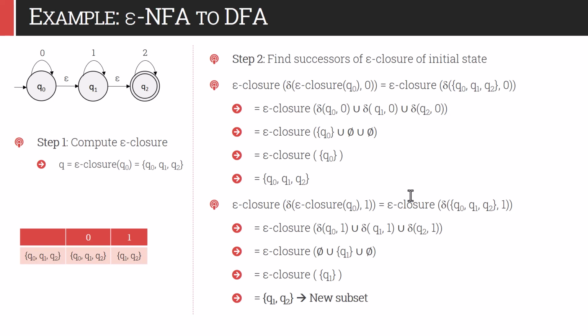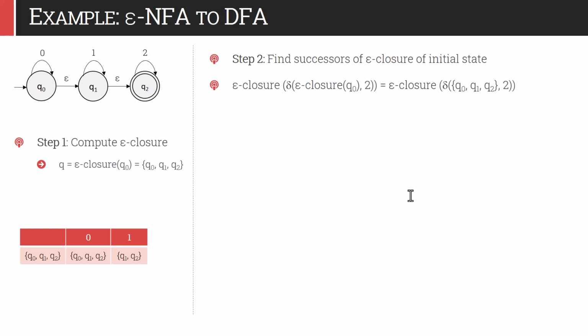So we have the transition diagram like this, and this is our Q. Q0, Q1, Q2 was initially added. Now Q1, Q2 is also added into this list. And now we'll compute the successors for input symbol 2. So that is epsilon closure of delta Q0, Q1, Q2, comma 2.